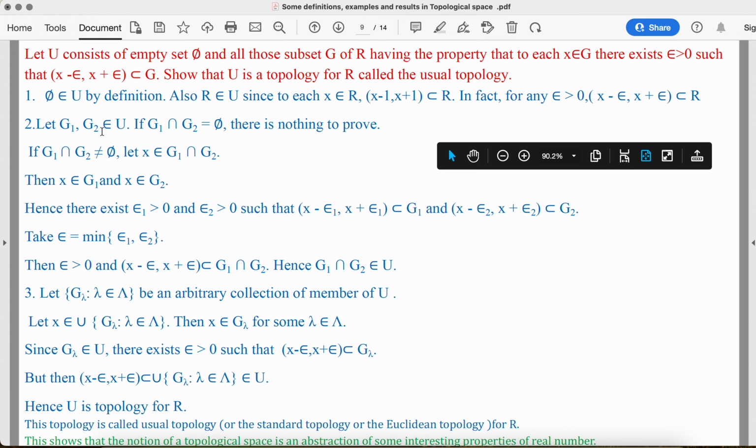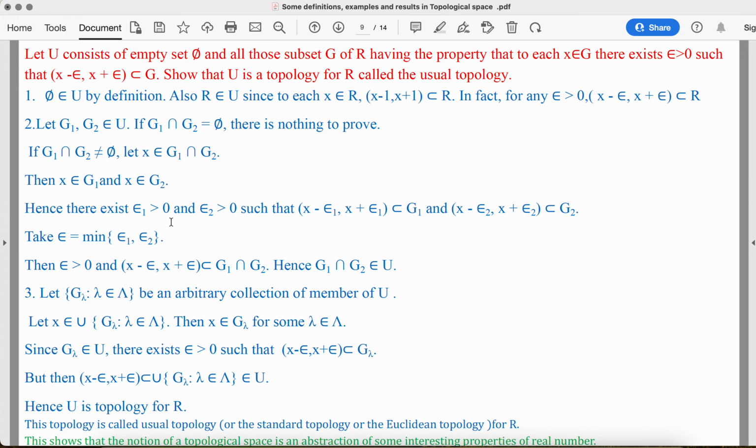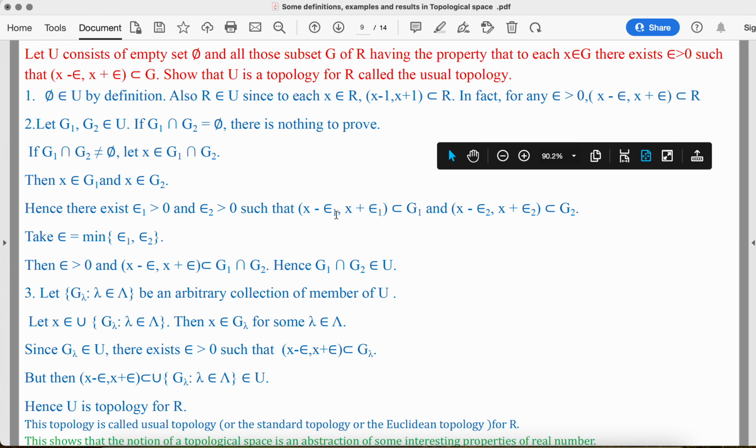Suppose G1 and G2 are any members of U. If G1 intersection G2 is equal to phi, that means they are disjoint, then there is nothing to prove. Suppose they are not disjoint. Suppose x belongs to G1 intersection G2. It means x belongs to G1 and x belongs to G2. Hence there exist epsilon 1 greater than 0 and epsilon 2 greater than 0 such that the open interval x minus epsilon 1 to x plus epsilon 1 is a subset of G1, and the open interval x minus epsilon 2 to x plus epsilon 2 is a subset of G2.